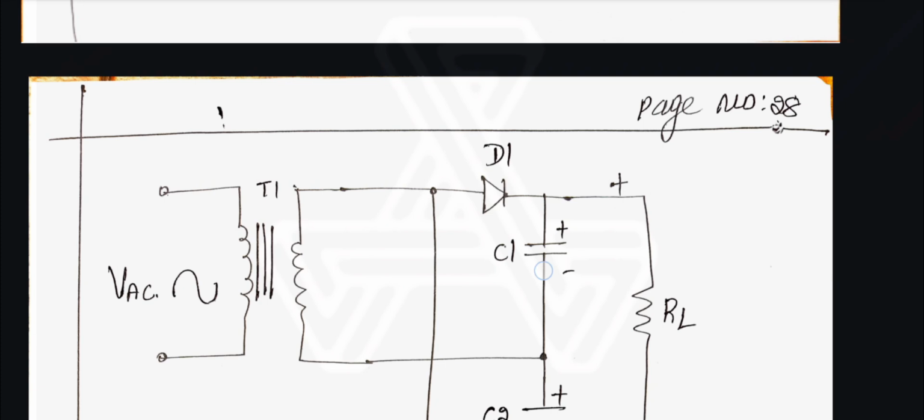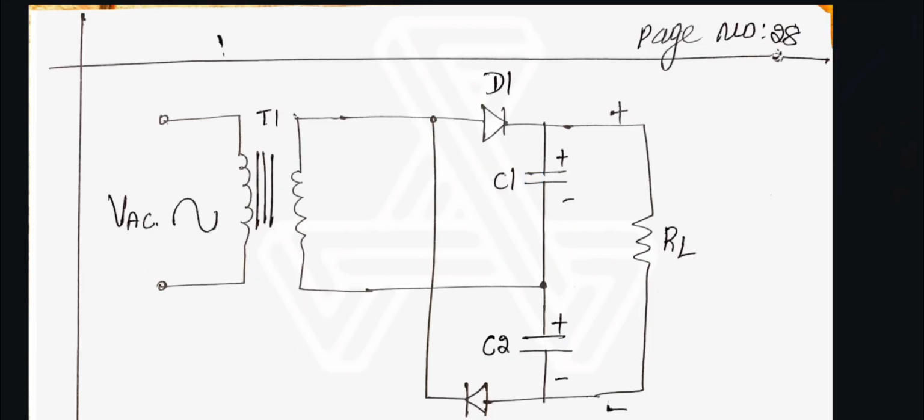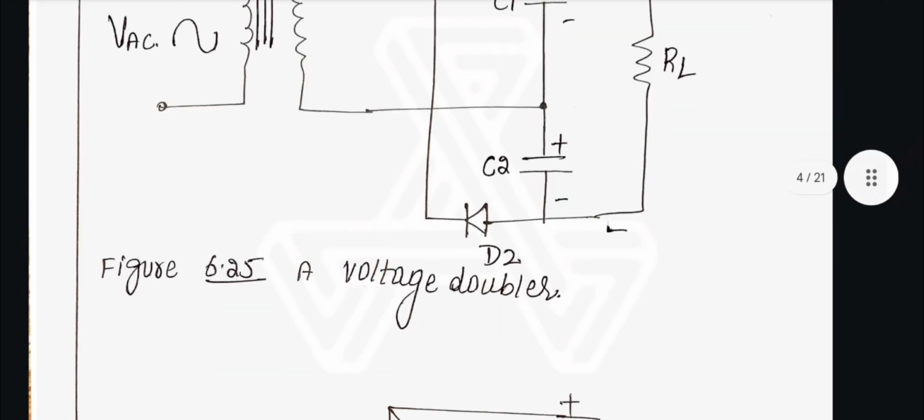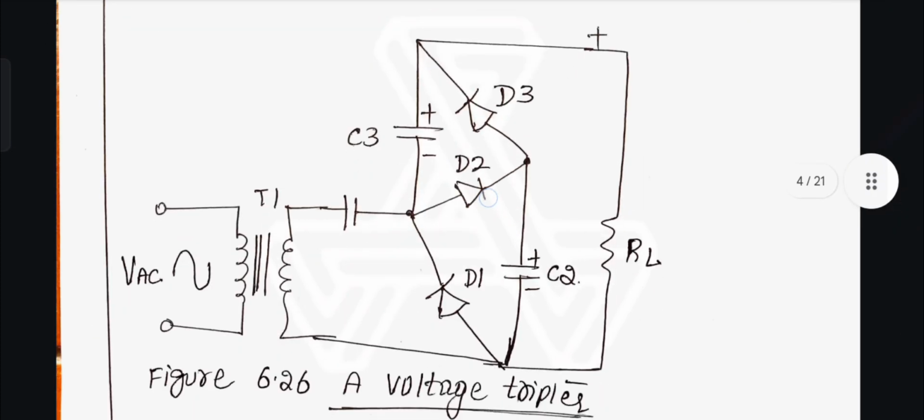Here is the circuit diagram: AC current, transformer, then diode 1, diode 2, C1 and C2 leading to RL. Voltage doubler. Voltage tripler, D1, D2 and D3.